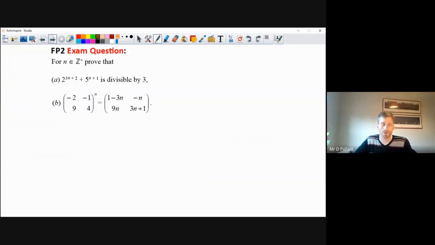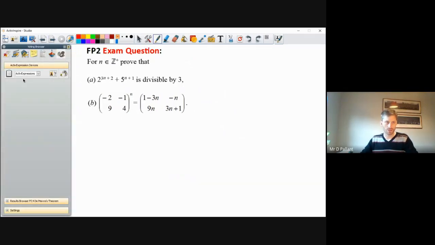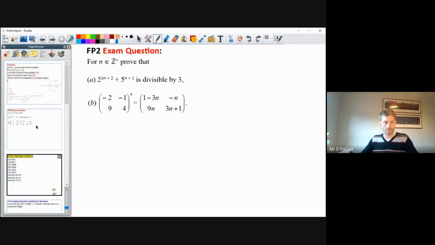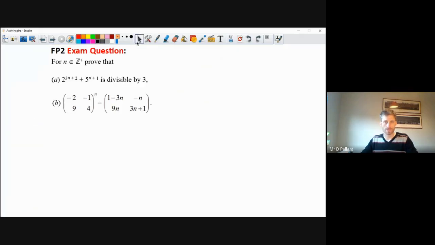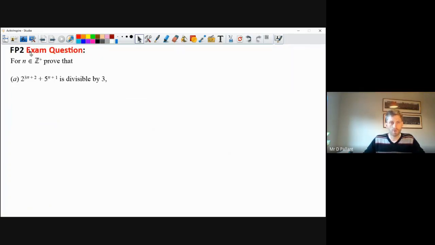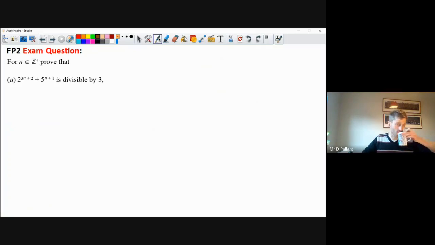Question number 2, I've got a proof by induction question. I'm actually going to just create some space to do this on 2 separate pages because I know I won't fit them both on. Right, so this is from the old FP2, proof by induction. That's now, of course, in the CP modules.